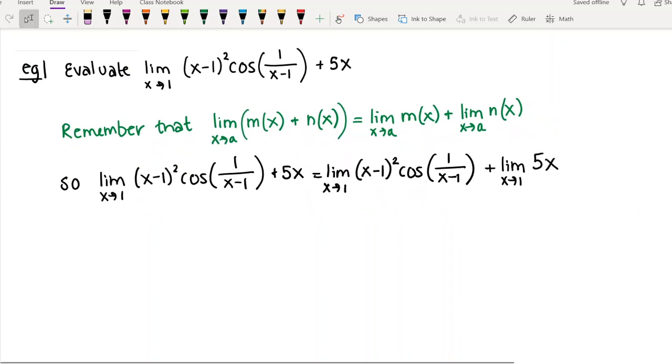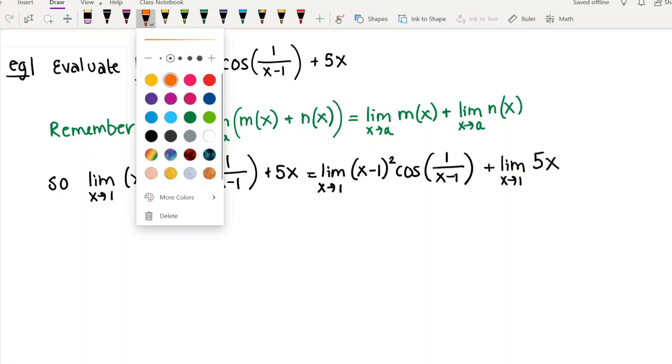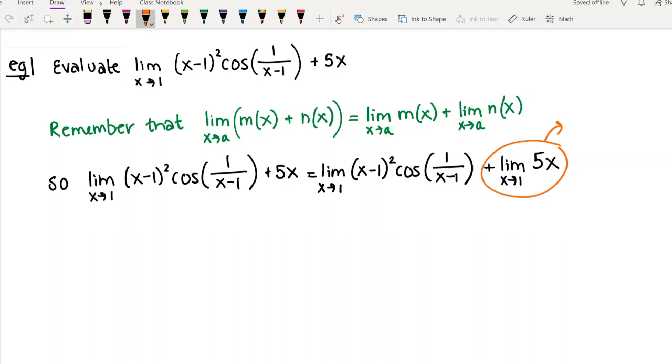So how would we evaluate this second part? Well, this one we can just plug in 1, right? So the limit as x approaches 1 of 5x, we can use direct substitution, because you can just plug in 1 and we end up getting that this part of the limit is equal to 5. So we're going to focus now on the other part, and then we'll add in 5 at the end.